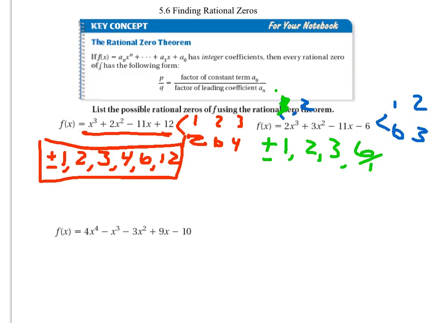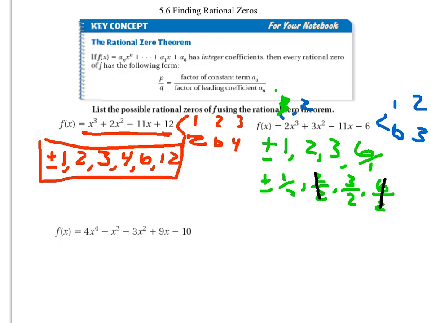Now we're going to focus on the 2 as a denominator. So we also have plus or minus 1 over 2, 2 over 2, 3 over 2, and 6 over 2. But one thing I want you to notice is a couple of these have been listed twice. The 2 over 2 is the same as a 1, so we don't need to worry about that one. The 6 over 2 is the same as 3, so we don't need to worry about that one. So our possible factors for this then would be plus or minus 1, 2, 3, 6, 1/2, and 3/2. Those are the possible factors.